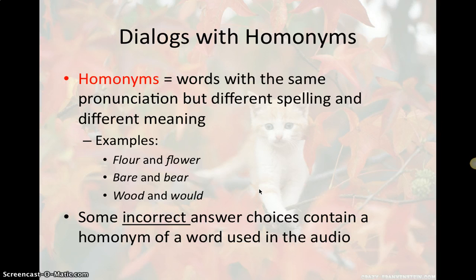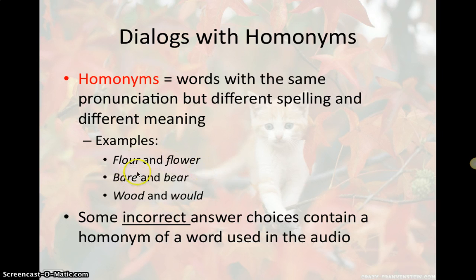What is this all about? Well, first of all, we should talk about what homonyms are. Homonyms are words with the same pronunciation but different spelling and different meaning. Some examples include flour and flower. Exactly the same pronunciation, but here flour is something that you bake with, that you make bread with, and here flower is the thing that grows out of the ground that usually is pretty and colorful.